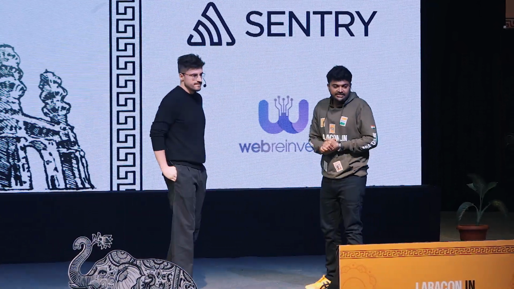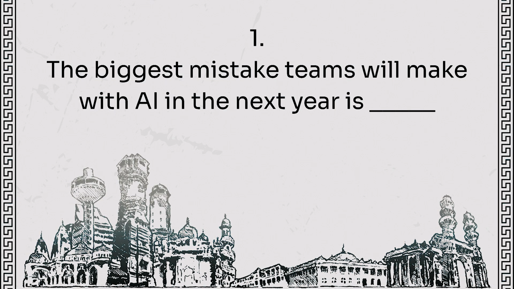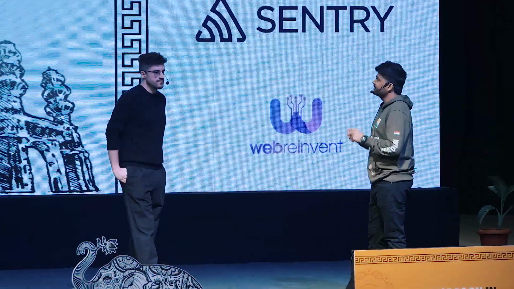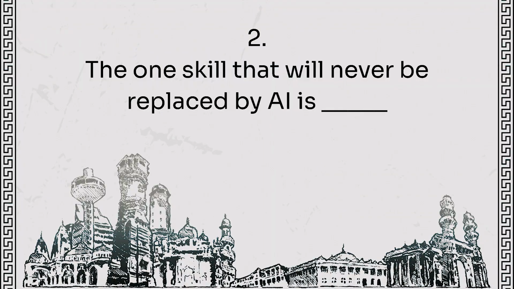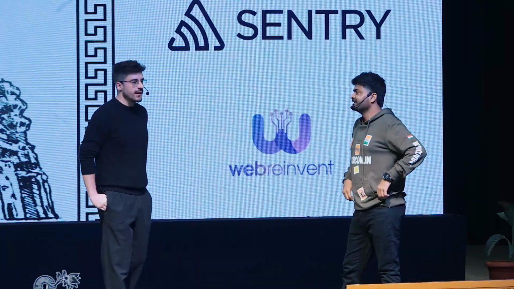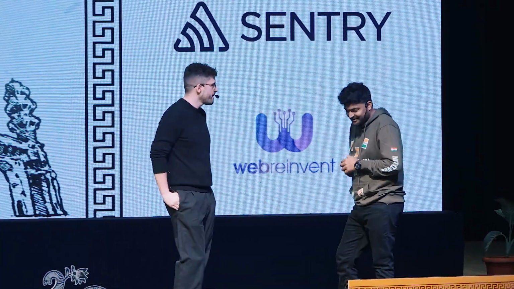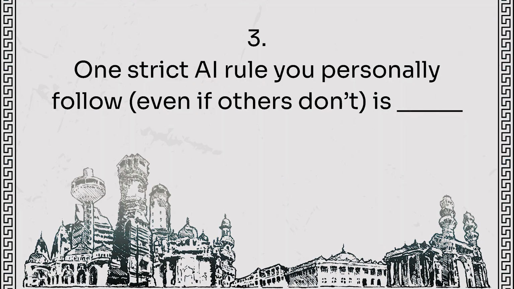Question number 1. The biggest mistake teams will make with AI in the next year is? Doing vibe coding instead of agentic coding. Okay, perfect. Second, the one skill that will never be replaced by AI is? Candor, human thinking. I don't think AI will ever do that. Human thinking, nice.